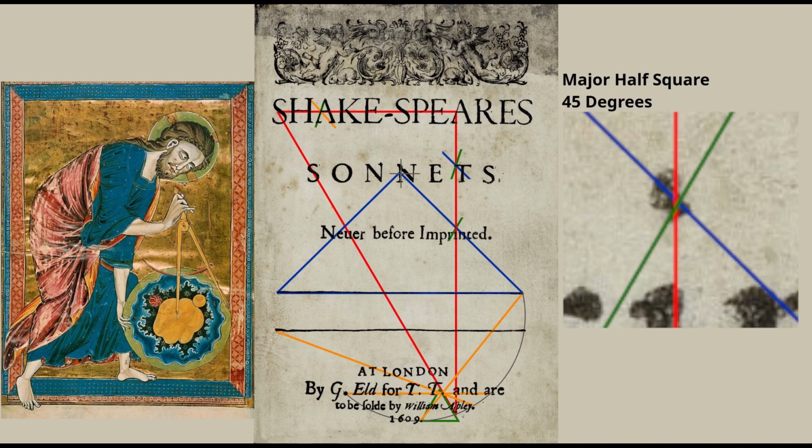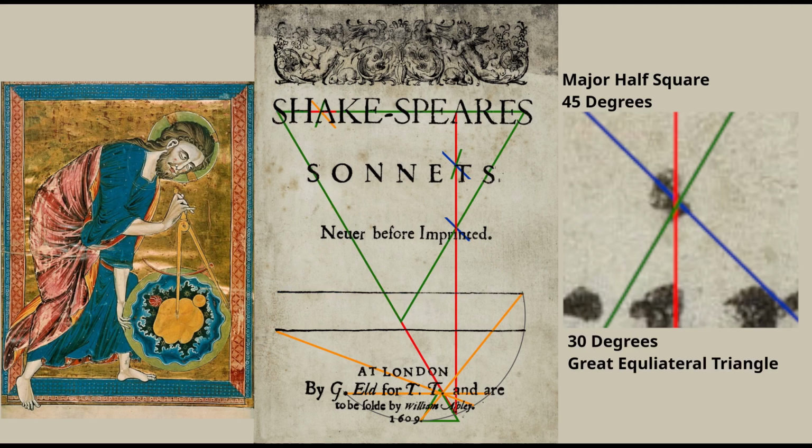Note that near its apex, this triangle also near perfectly intersects the central point of the vesica piscis. The green line is the great equilateral triangle. The line is at 60 degrees. 90, 45 and 60 degrees are the most regular of angles. The area inside the triangle formed by these 3 lines is less than 1/16th of a square millimetre.